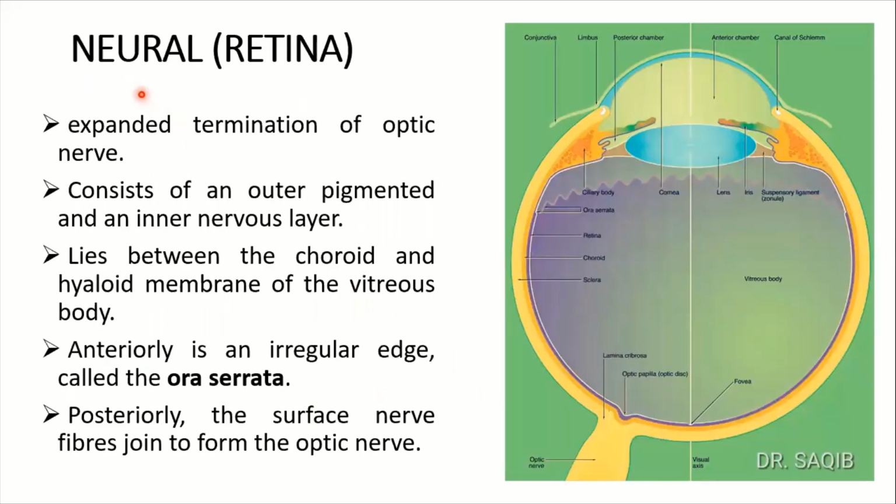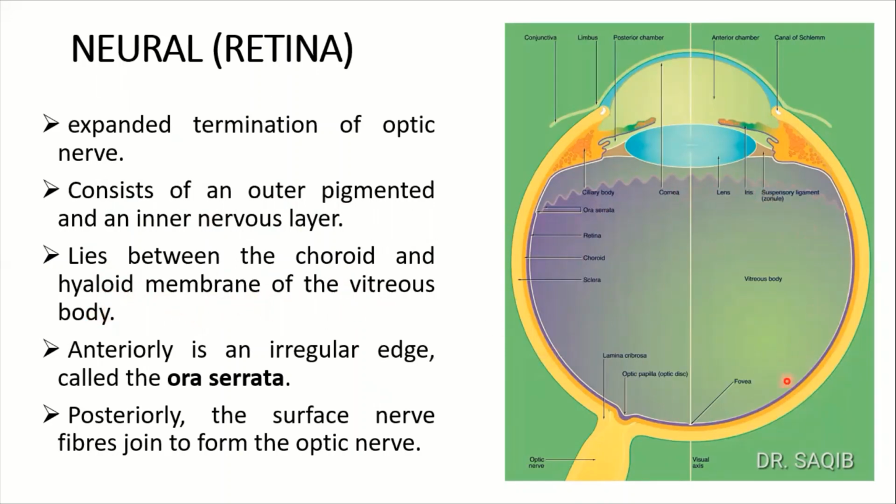And here we go, the neural layer, very important: the retina. This is the innermost coat of the 3 coats. The retina is the expanded termination of the optic nerve. It consists of an outer pigmented and an inner nervous layer. It lies between the choroid and the hyaloid membrane of the vitreous body.